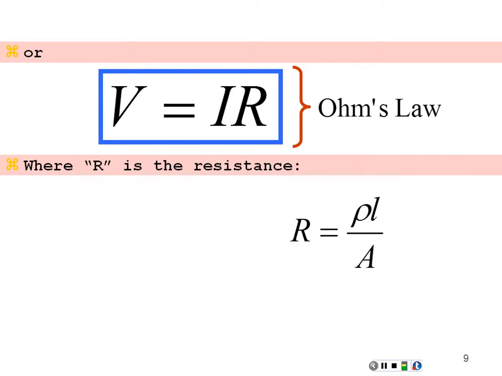The length, we can understand that the resistance should be greater if we have a longer wire, because if we were an electron trying to get through that wire, the longer we go, the more resistance we're going to have in the long run. And it should be inversely proportional to the cross-sectional area, because imagine this.